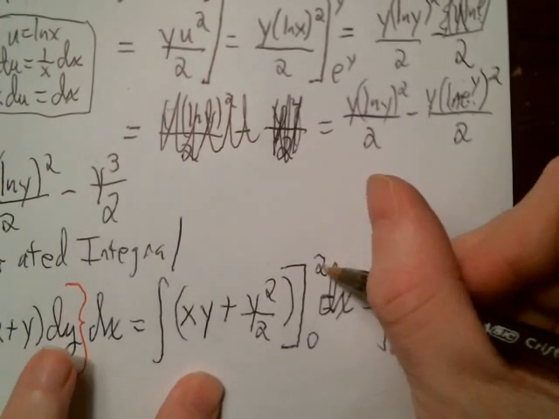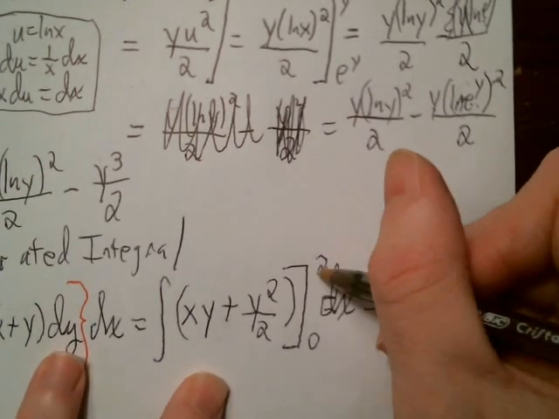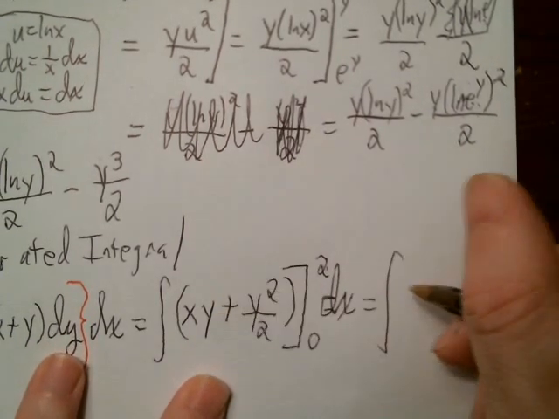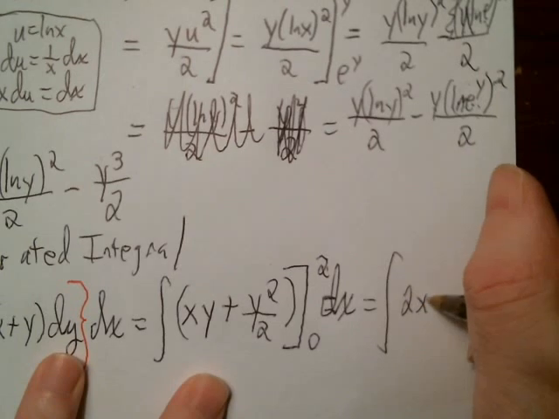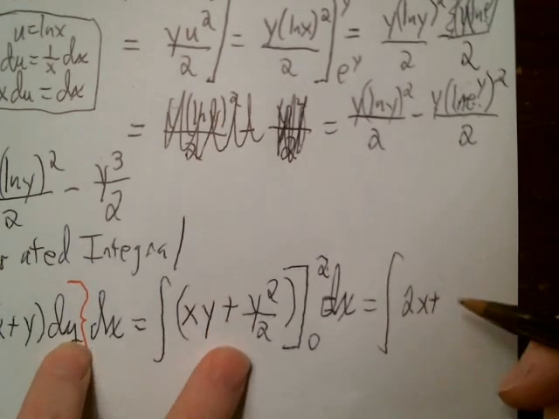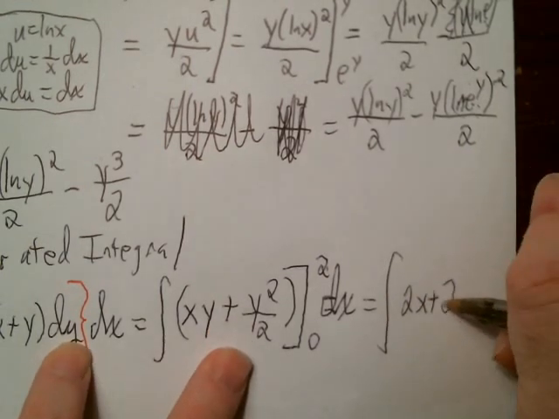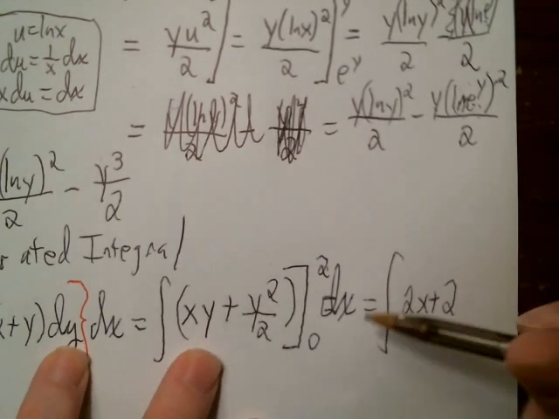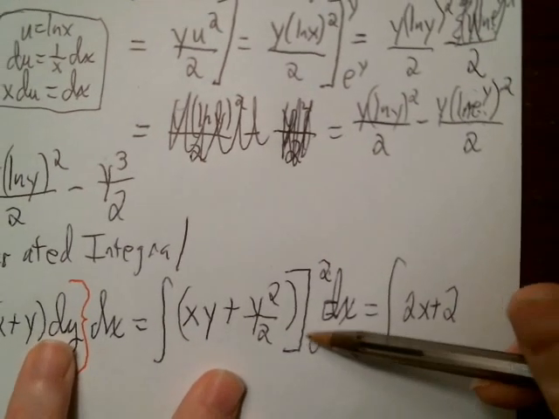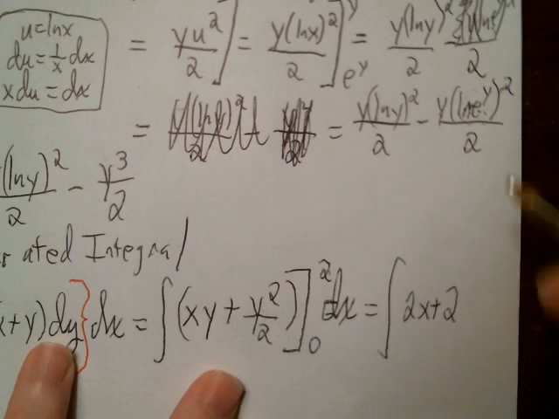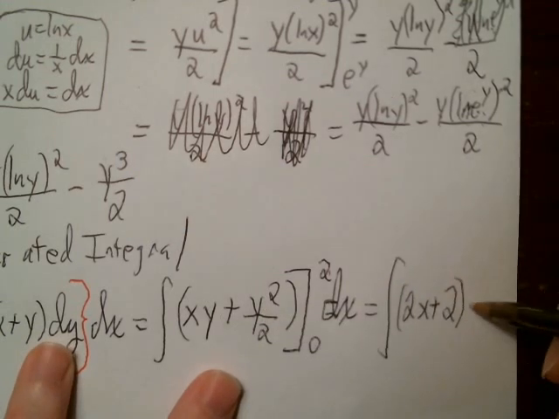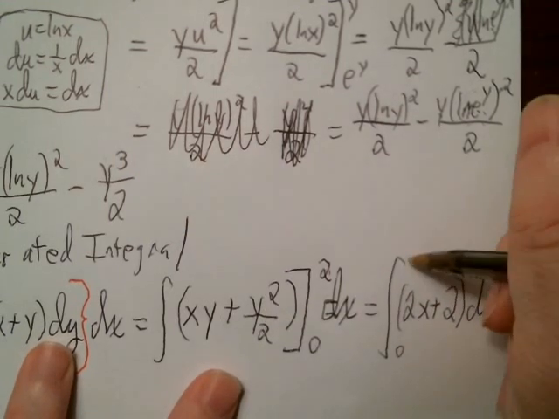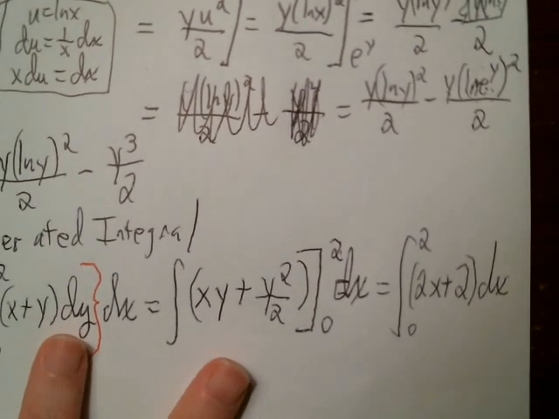So the integral then of plugging 2 in for y. I remind myself by looking over here, it's with respect to y. So plug 2 in for y. I'll have 2x plus 4 all over 2, which is just 2. And then minus plug 0 in for y, and you'll get x times 0 plus 0, which is just 0. Okay, so I'll end up with this dx from 0 to 2.